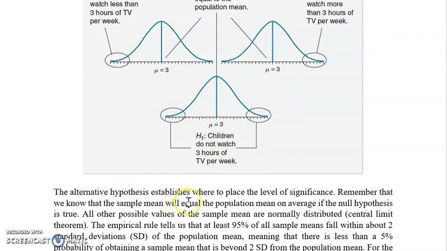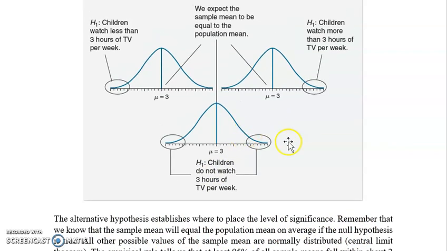Now, the alternative hypothesis establishes where to place the level of significance. Remember that we know that the sample mean will equal the population mean on average if the null hypothesis is true. Usually in statistics, we have two kinds of tests, the one-tailed test and the two-tailed test, and usually what we use is the two-tailed test. The tail refers to the tail in your data distribution, more or less a normally distributed data. From the mean, it goes down to the left, and it goes down to the right.